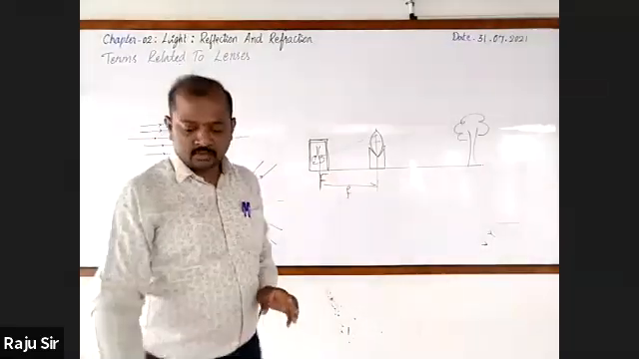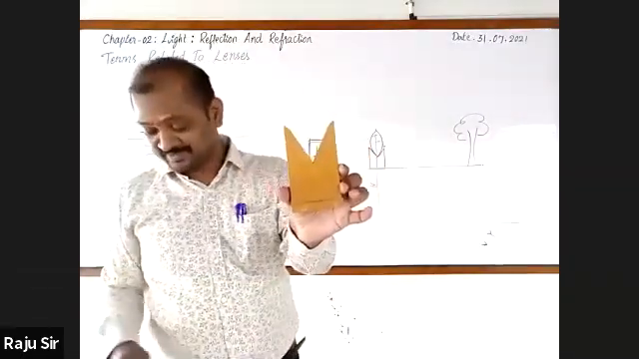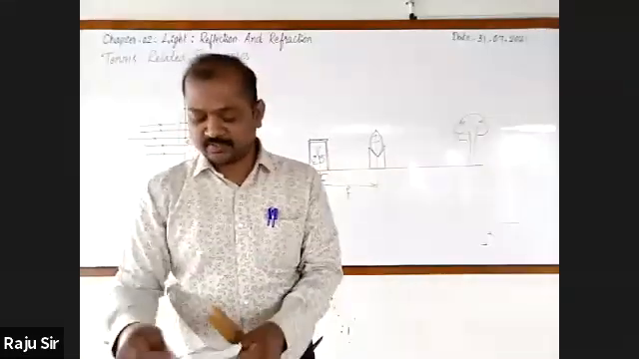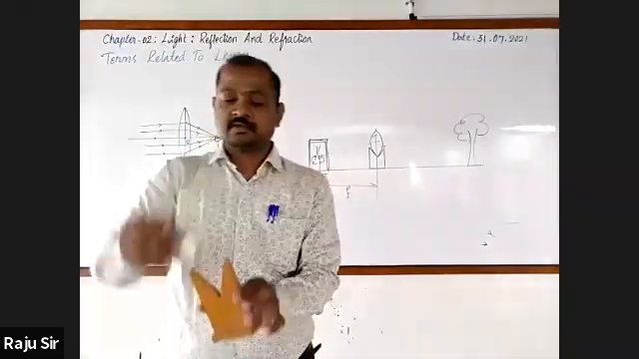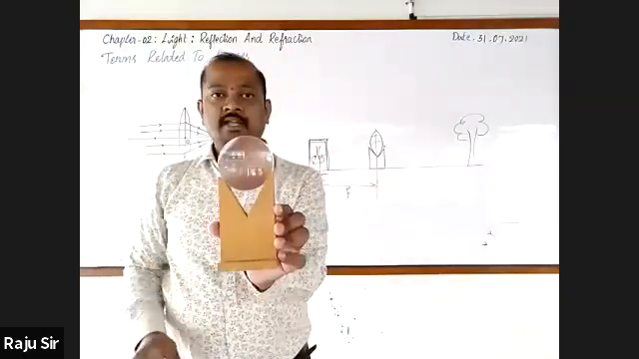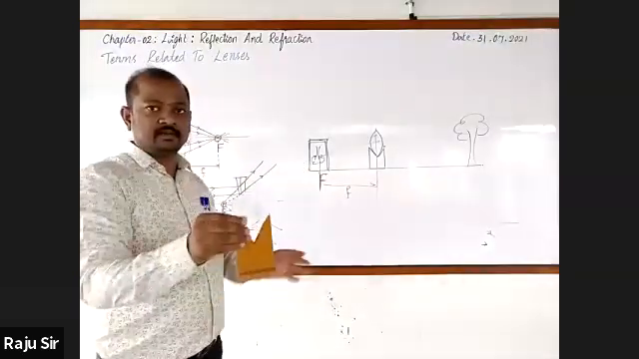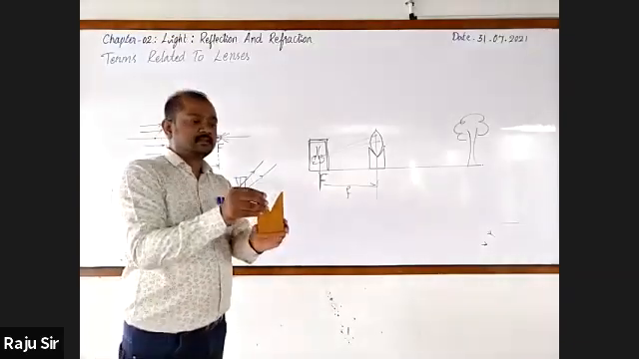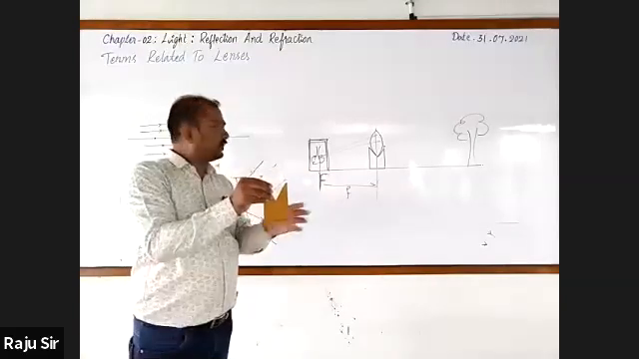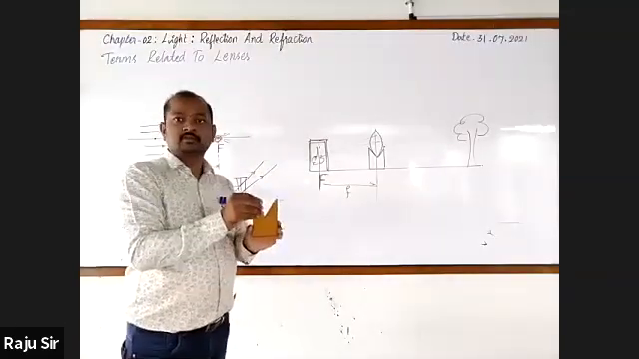See, this is the lens stand. And we have to place the lens like this. And here we'll place the screen. By placing the screen, just by moving this lens, we will get the image of the object on the screen. Got it?